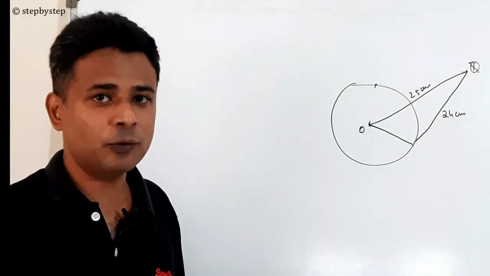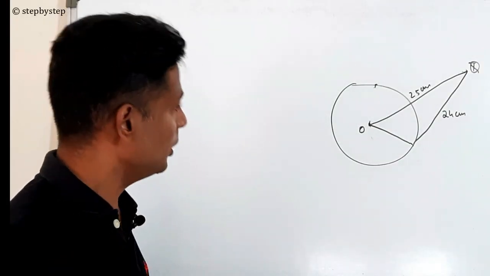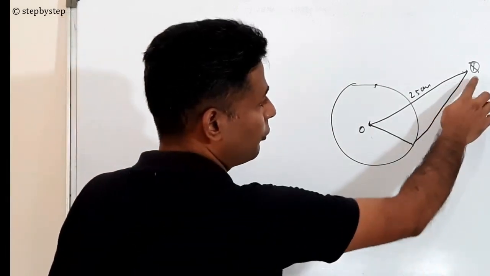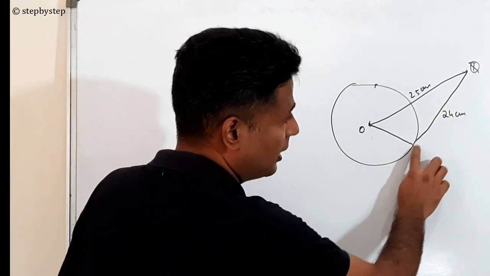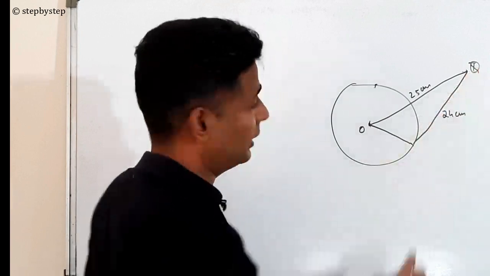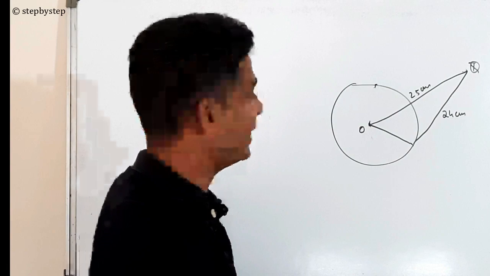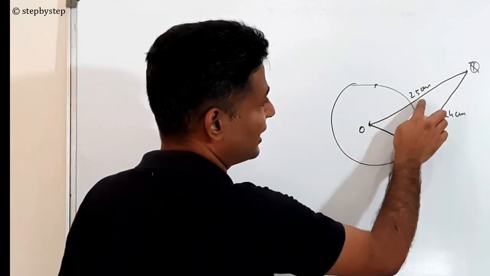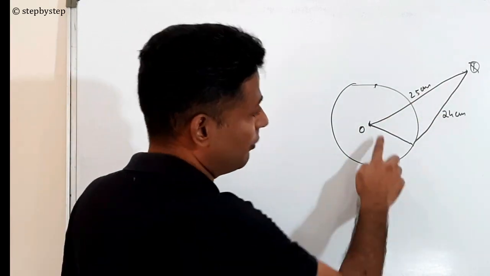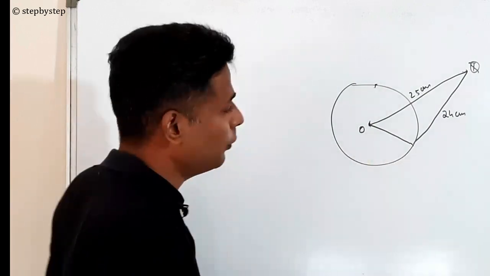Alright guys, the first question from exercise 10.2. They have said the length of the tangent from a point on the circle to an external point Q is 24 centimeters. So this is the tangent, and they have said the distance from Q to the center of the circle is 25 centimeters, and we have to find the radius. Now how do we do this?